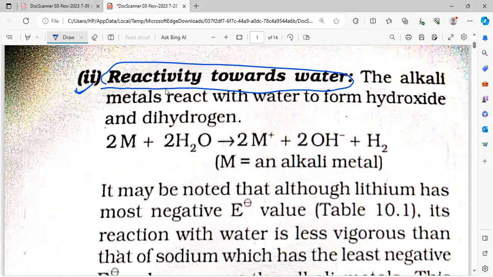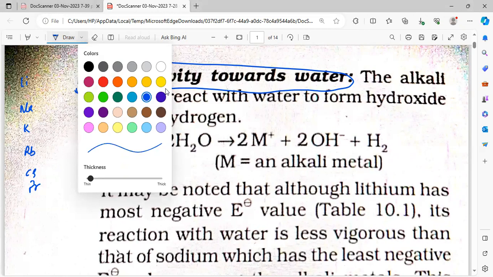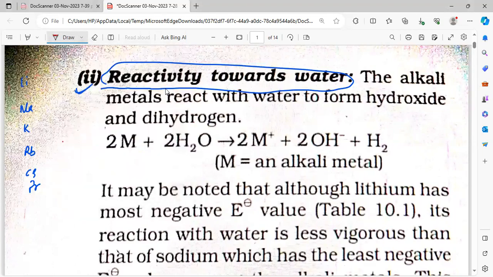See, these metals, if you talk about lithium, sodium, potassium, rubidium, cesium, francium, they are very reactive metals. Since they are very reactive metals, what is going to happen? Sometimes they catch fire, like sodium and potassium, they catch fire and are highly reactive. So instead of putting them in water, we keep them in kerosene.